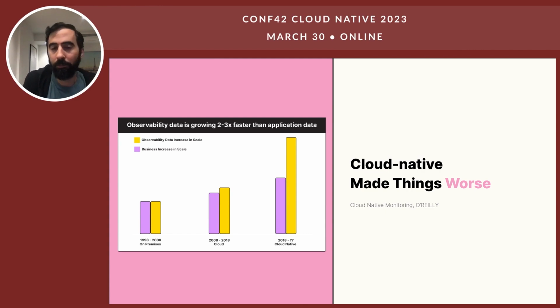And before that, let's ask ourselves, how did we even get here? Cloud native, which is clearly a super high buzzword in the last few years and has impacted a lot of our decision making and architectures, has just made things worse. We see, and this is a report by O'Reilly, that observability data is rising much faster than actual business related data or business volume of cloud based companies. And the reason is very clear.